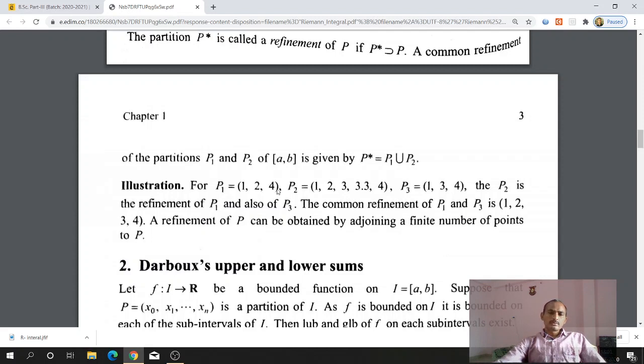What is the common refinement for P1 and P3? The common refinement for P1 and P3 is P star, which is equal to 1, 2, 3, 4, and this is the common refinement for your P1 and P3.